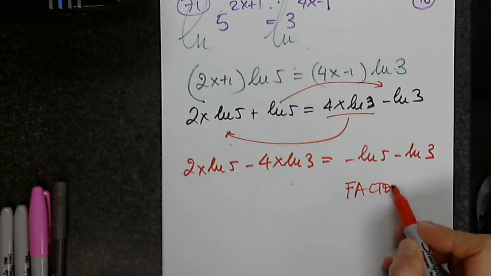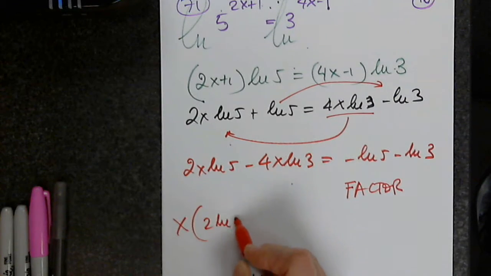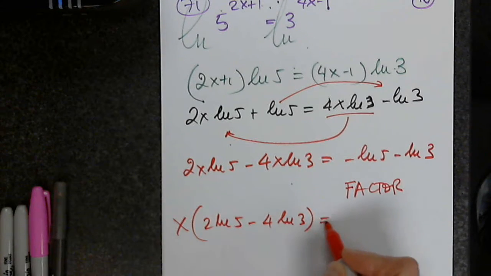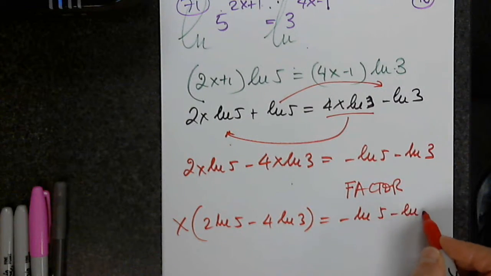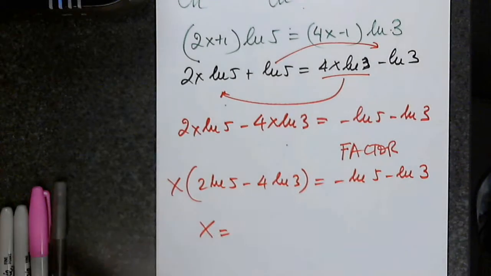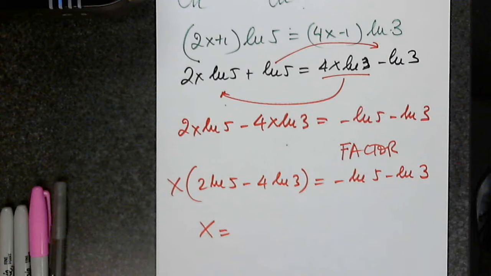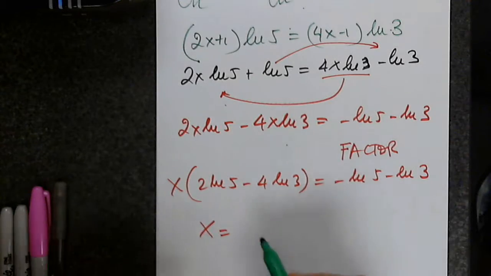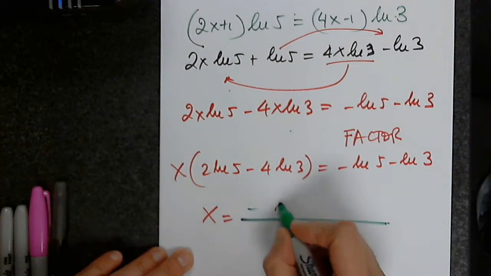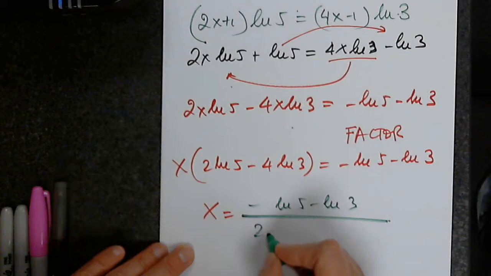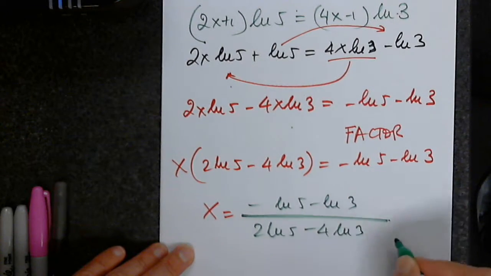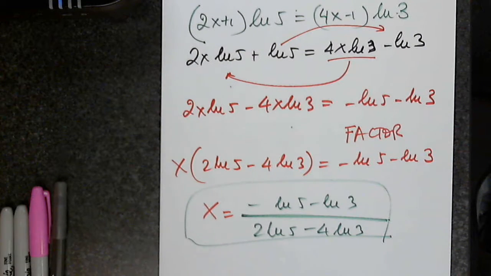Please, factor. So x in parentheses 2 natural log 5 minus 4 natural log 3 equals negative natural log 5 minus natural log 3. And now I have x. And x equals what? Natural log 5 minus natural log 3 divided by natural log 5 minus 4 natural log 3. Very good.